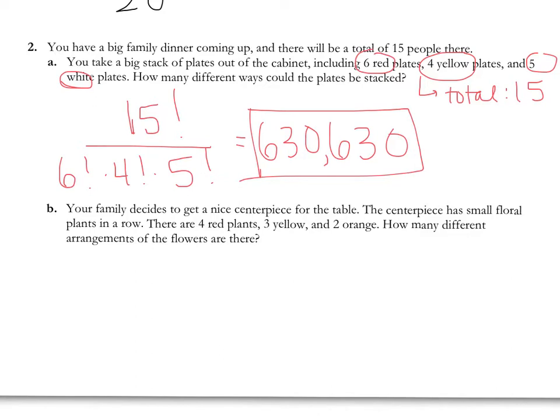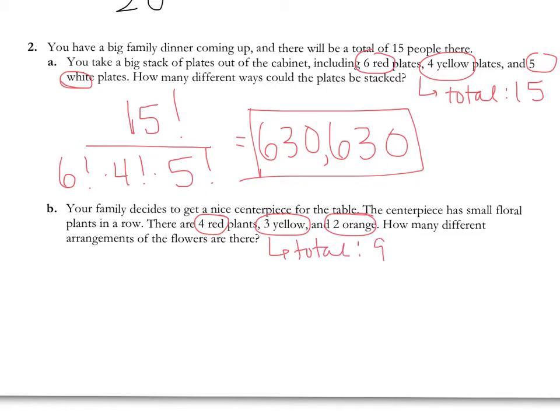So let's try one last one. So your family decides to get a nice centerpiece for the table. The centerpiece has small floral plants in a row. There are 4 red, 3 yellow, and 2 orange. How many different arrangements of flowers are there? So let's see, so there are 4 red plants, 3 yellow, and 2 orange. So that makes a total of 9.